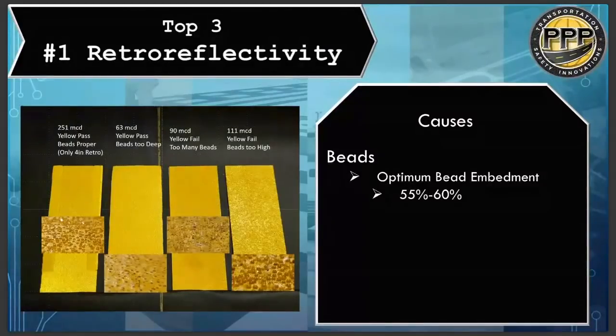And then you see here on the far right, you basically have beads that are under embedded, and while they may be bright enough to pass an initial standard, it likely won't last very long. You will have one of those poor markings that we saw previously. So embedment is probably the number one factor that leads to diminished retroreflectivity.